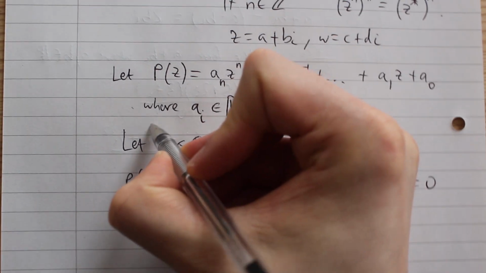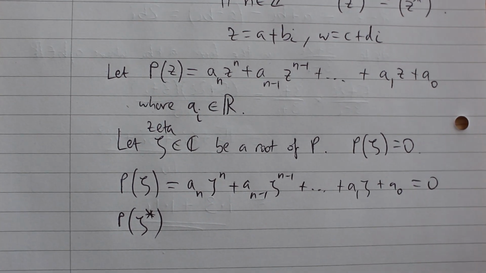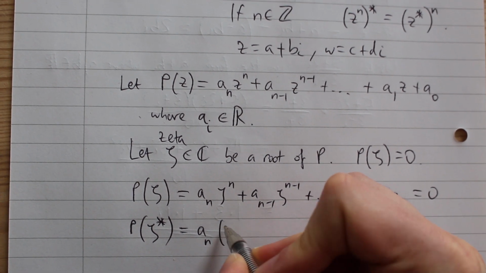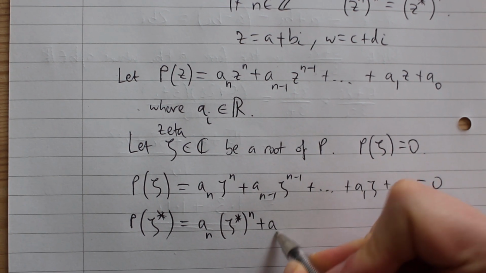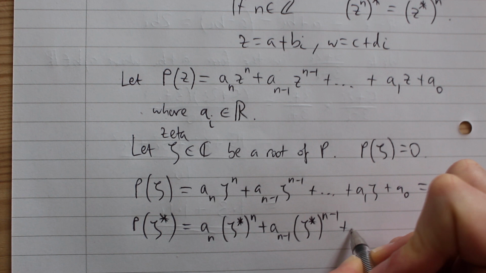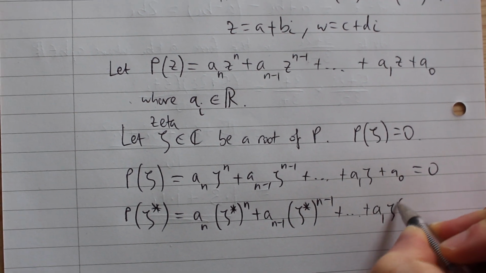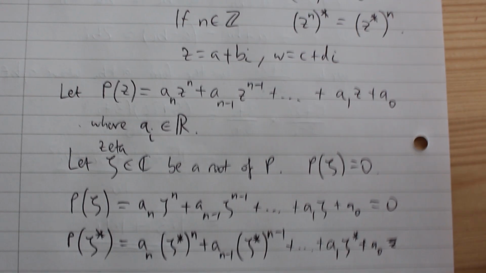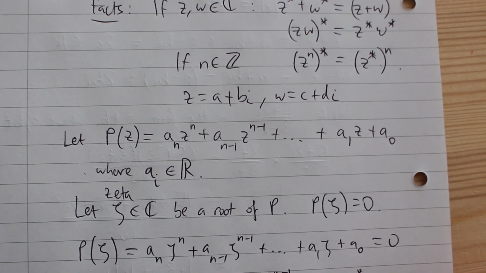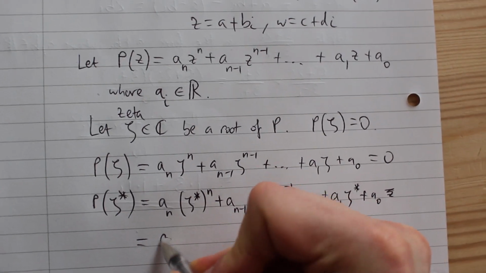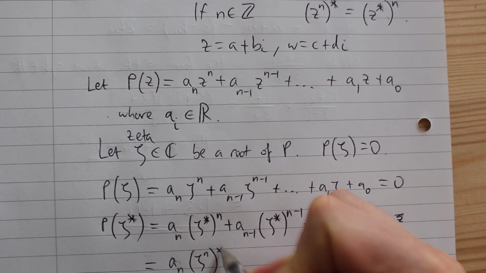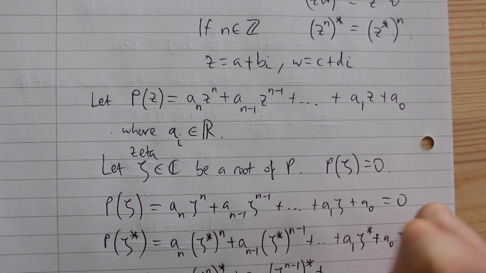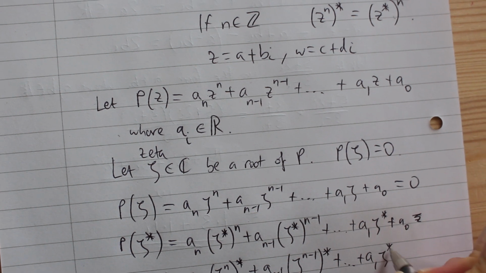By the way, this complex number is called zeta, it's a Greek letter. So what would p of zeta star be? Well, it would be a_n times zeta star to the n plus a_{n-1} zeta star to the n minus 1, all the way down to a_1 zeta star plus a_0. And we don't know what this is. So let's use this third fact to first move the stars outside and the powers inside. So we have a_n times zeta to the n, star, plus a_{n-1} times zeta to the n minus 1, star, all the way down to a_1 zeta star plus a_0.